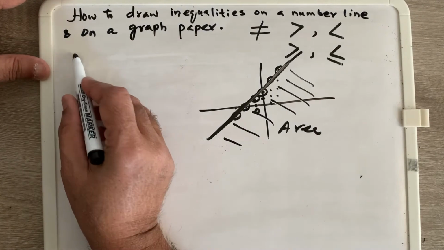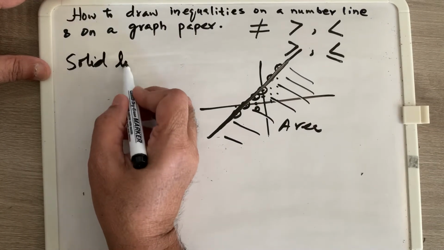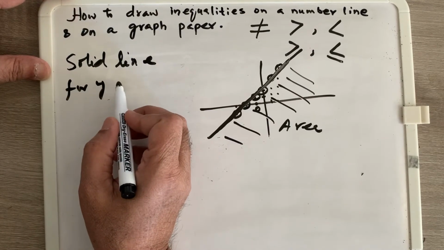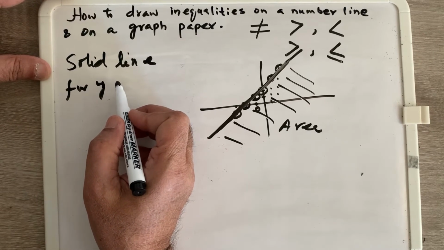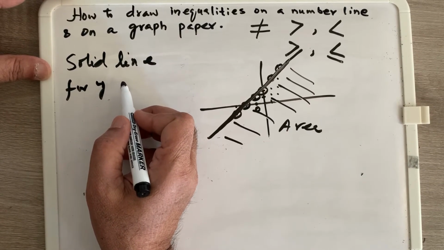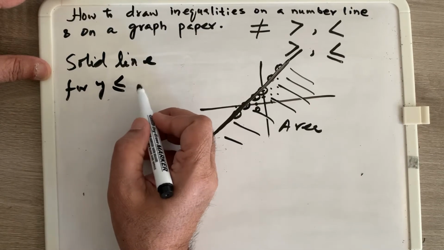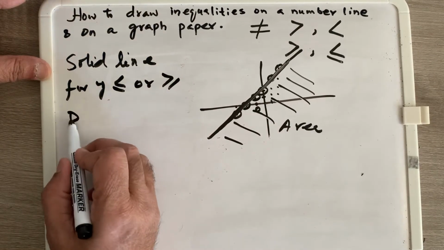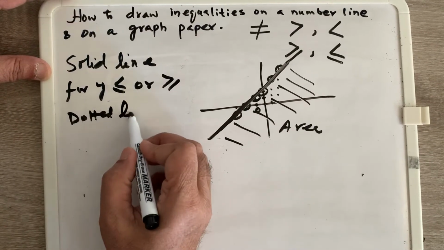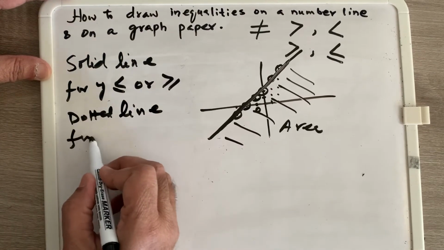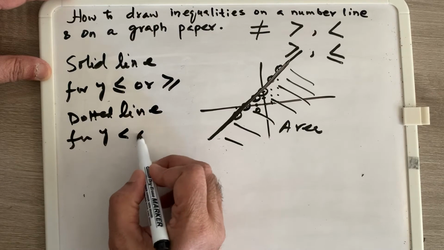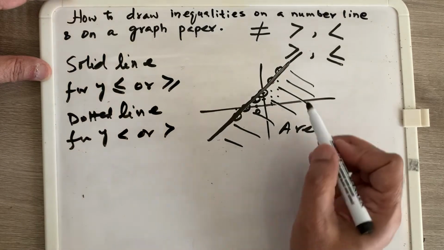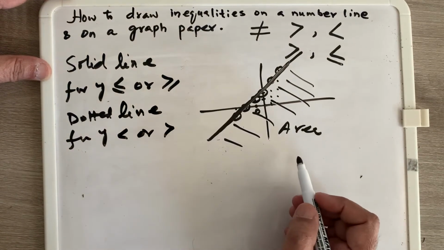Solid line for y is less than or equal to, or greater than or equal to. This is a solid line. Dotted line for y is less than or greater than symbol, so when there is no equals to sign. That is how we represent it on the graph, and then shade the rest of the area behind that line.